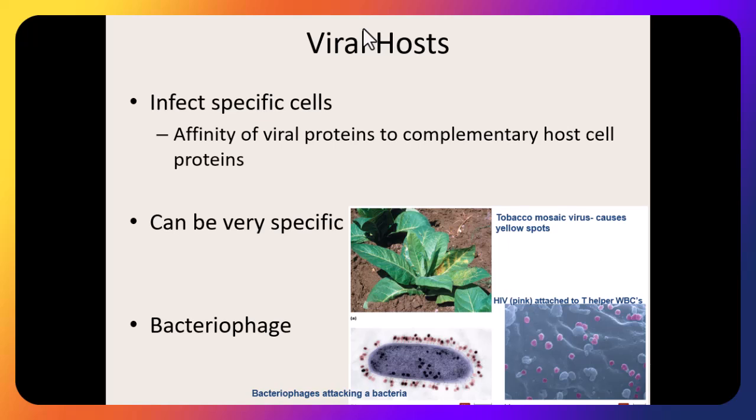Others are more specific. This shows a very specific virus infecting a very specific plant, the tobacco plant. It's a virus called the tobacco mosaic virus that only attaches to and attacks that very specific plant. HIV is a virus that affects very specific cells in humans. We're talking about your T helper white blood cells. It's not affecting your cytotoxic T cells or any other cells in our body. It's specifically the T helper cells.